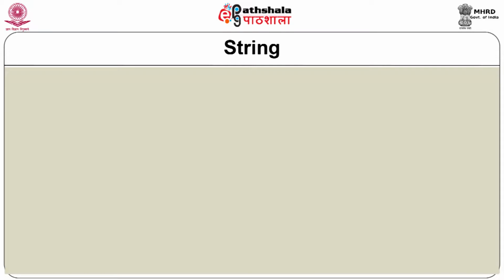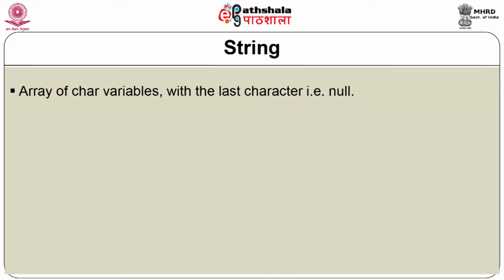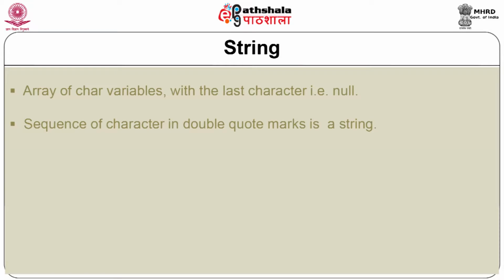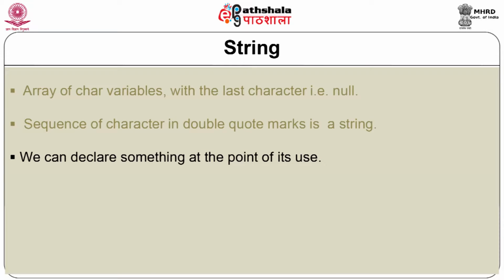Now let us see what is string. String is an array of character variables with the last character, that is null character. Or string is nothing but a sequence of characters in double quote marks. String is nothing but something written in double quote marks. It is the only example in C where you can declare something at the point of its use.